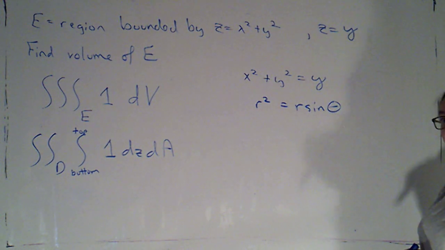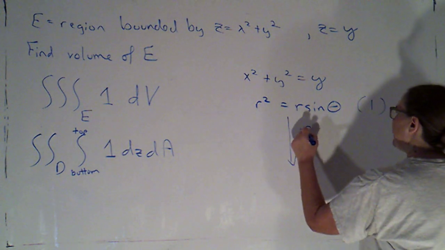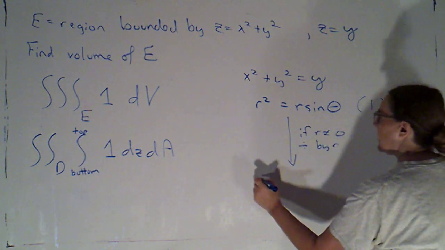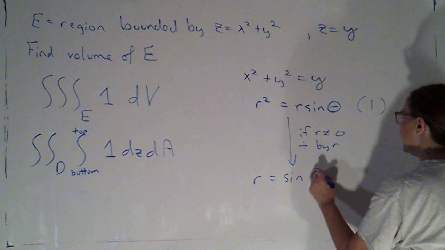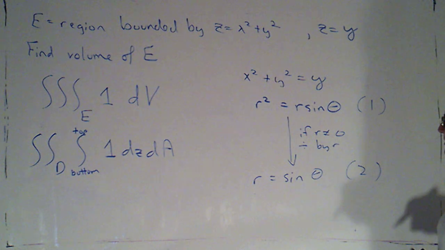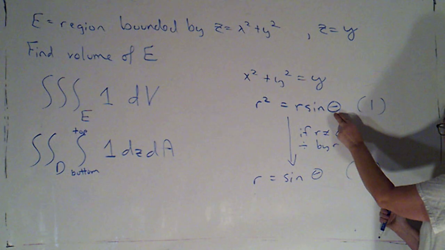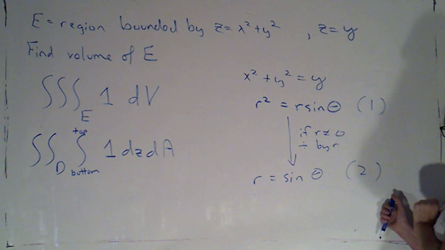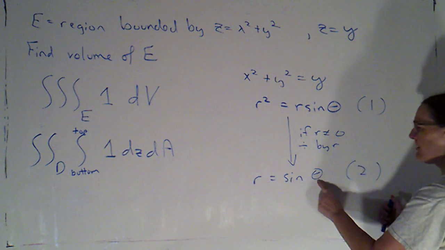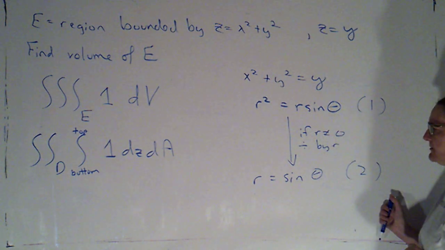I want to solve for r as a function of theta, so I'm going to call this equation 1. I'm going to say if r does not equal 0, I can divide by r. And I would get r equals sine theta. That would be equation 2. Okay. Now, these equations, again, are not algebraically equivalent, because equation 1 is true if r is 0 regardless of what theta is. Equation 2 is not true if r is 0 and theta is pi over 2, because 0 does not equal 1. Hopefully we know this.